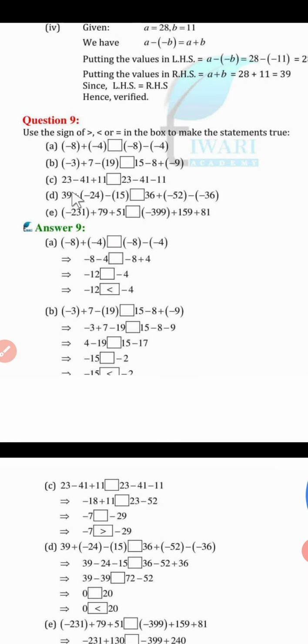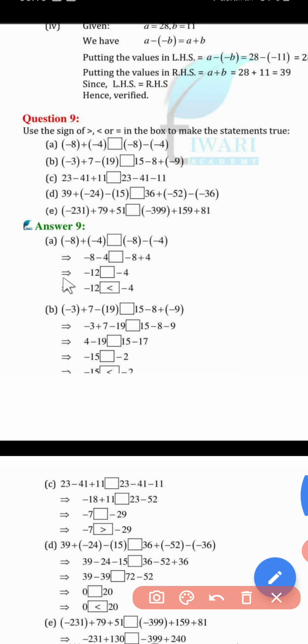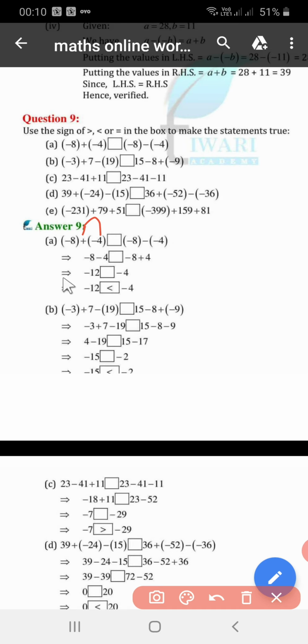Now question number 9. What is question number 9? You have to put the sign greater than, less than or equal to for the given statements. See here, what is the a? Minus 8 plus minus 4. Here right hand side part, minus 8 minus 4. Now we have to solve here. First of all, in the a part, this minus 8 you have to write as it is. Now this plus minus, what will come? Plus minus, so you put minus here. Similarly, this is minus 8 minus plus, so this is plus 4.